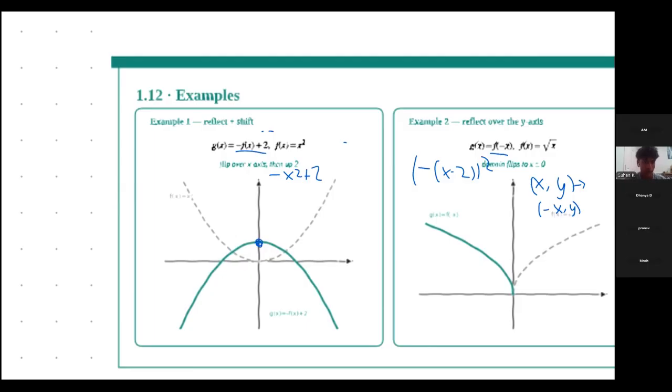So what would have normally been this? If it was just x squared plus 2, it would have been this. But no, actually, sorry. I forgot to tell you guys that before any translations, first come the reflections and stretches and shrinks. So here it would first go like this. It would become a graph like that. And then after you shift it up 2, then it goes like that.